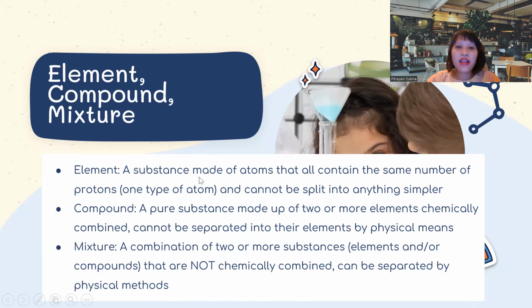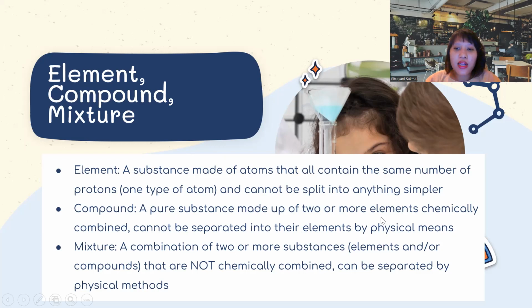Okay, so let's review what an element is. An element is a substance made of one type of atom, all containing the same number of protons, and it cannot be split into anything simpler. So what is a compound? It is a pure substance made up of two or more elements that are chemically combined and cannot be separated into their elements by physical means. What is the meaning of physical separation? For example, evaporation or filtration. A compound cannot be separated by this kind of method.